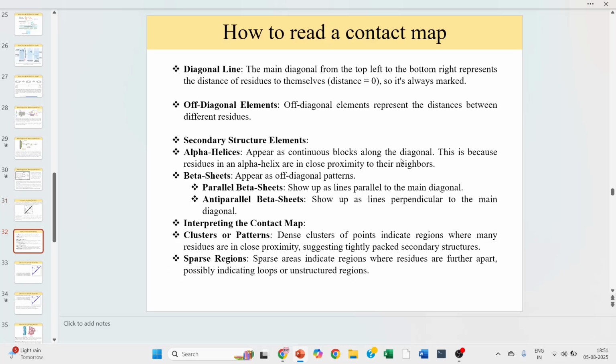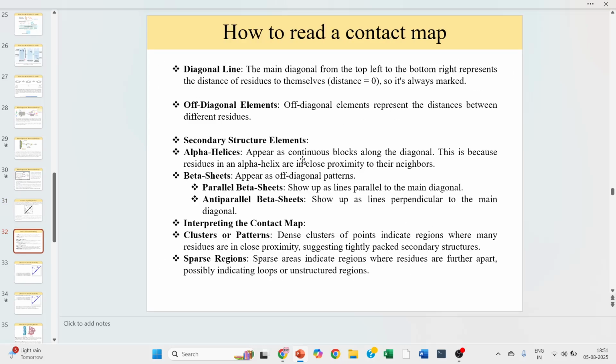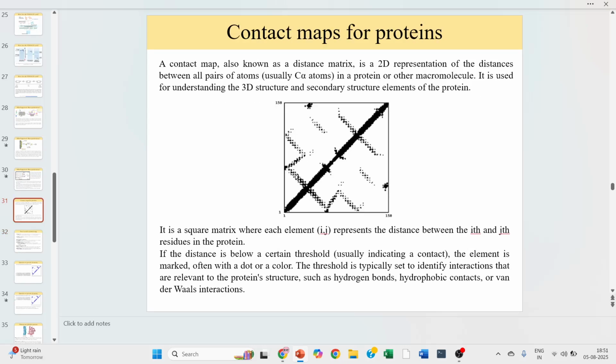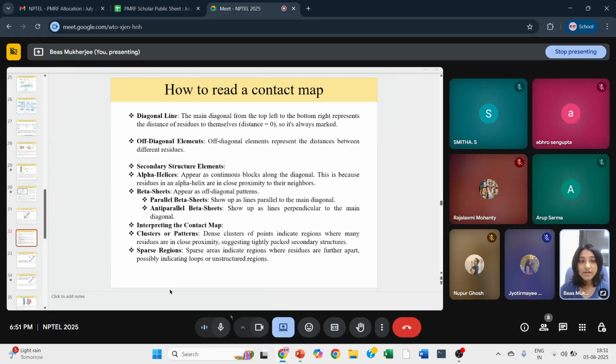Next, beta sheets appear as off-diagonal patterns. They show up as lines parallel to the main diagonal. Okay, sorry. So this is a beta sheet, right? This is a parallel beta sheet. Antiparallel beta sheets appear as lines perpendicular to the diagonal.